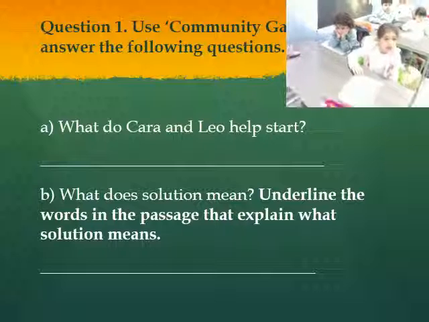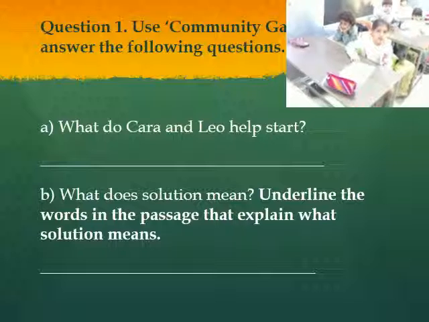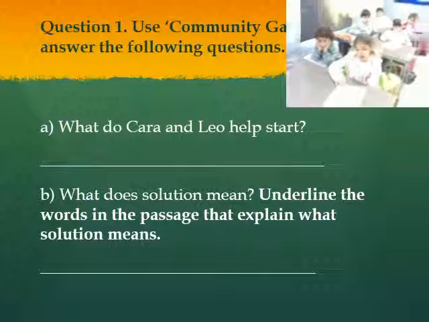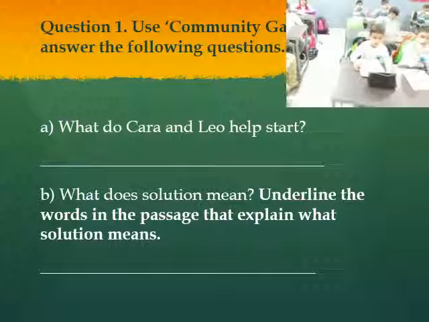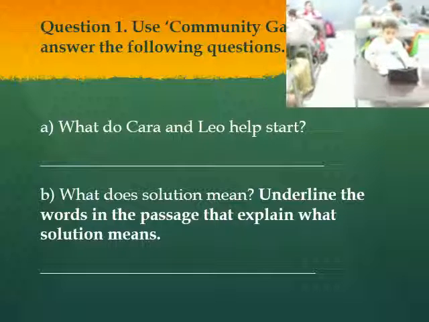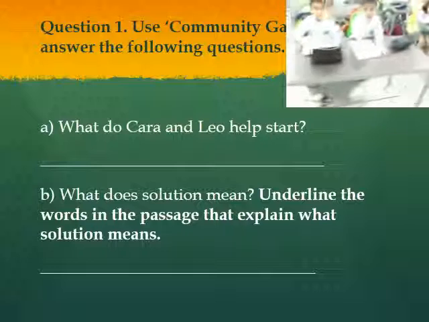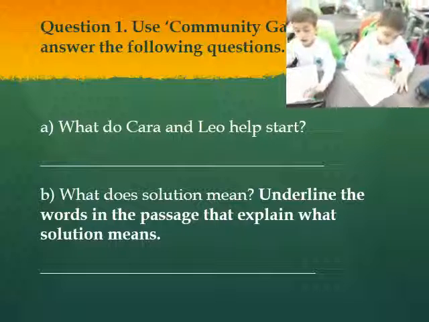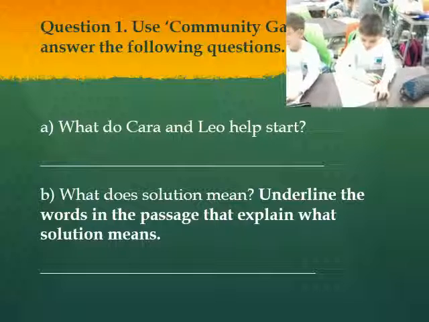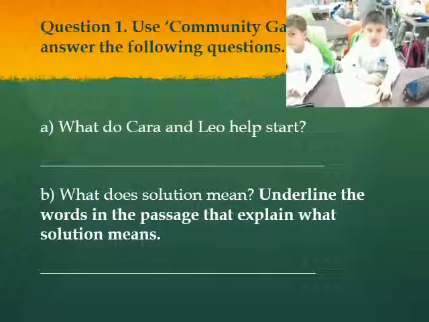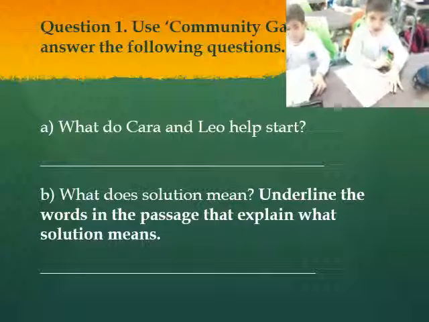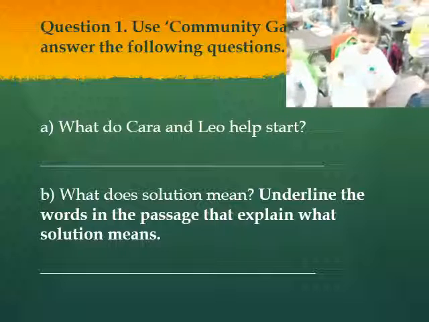Okay, so how are we going to answer the questions? Where are we going to find the answers? In the passage. Community Gardens, okay? Okay, question A. Ali, read the question. What do Kara and Leo help start? Okay, what did they help start? Look in the passage and tell me the answer.